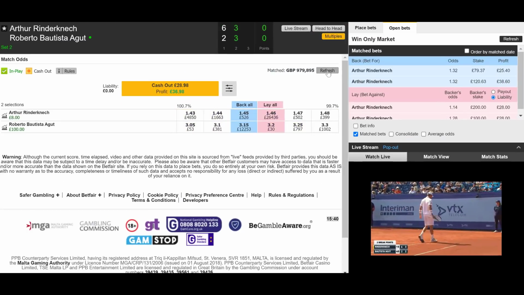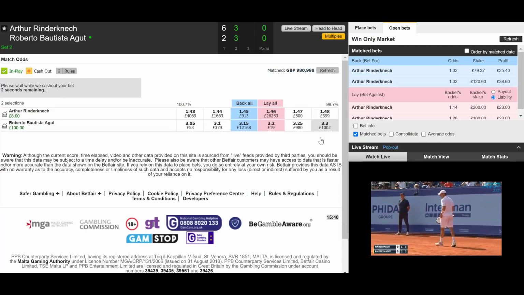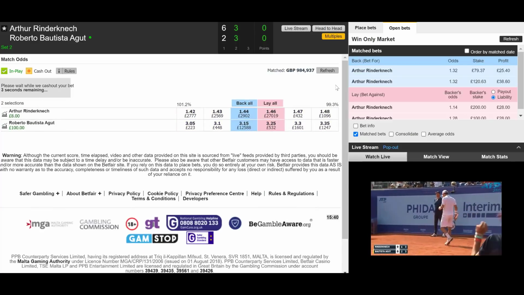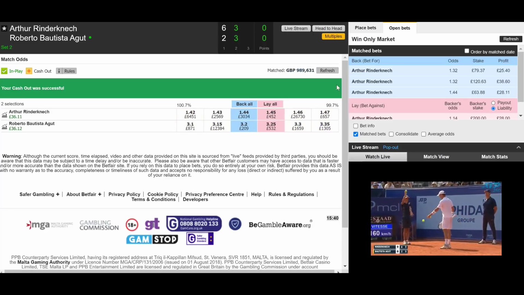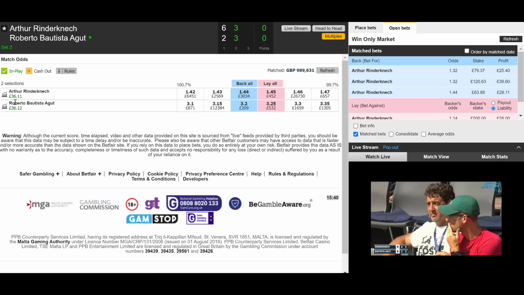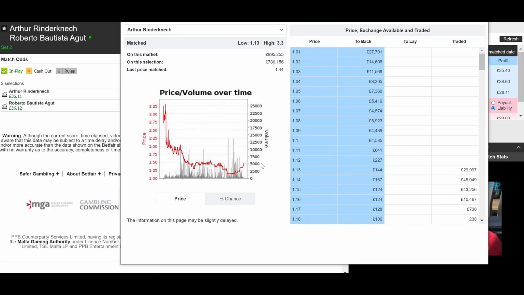Okay, so now we can just press that cash out and take our profit. So let me just lock that in, and then we can see we've made that profit, and we will have locked in around £36. And let me just try and show you the chart, just to give you an idea of exactly what happened there.